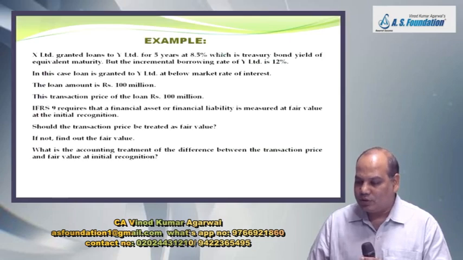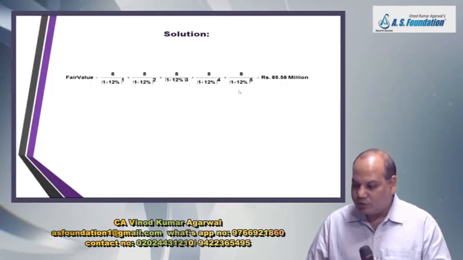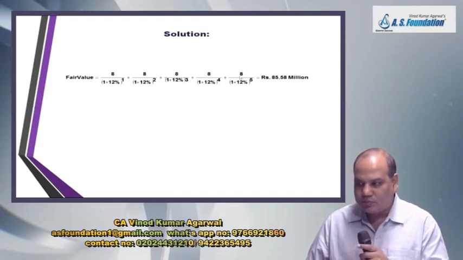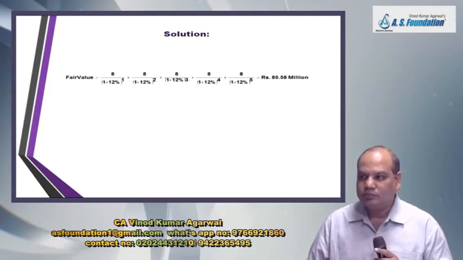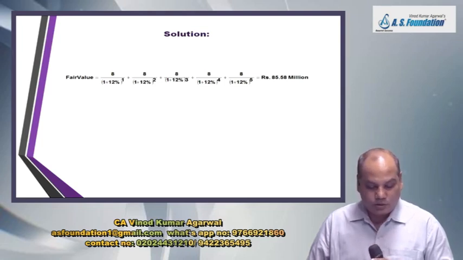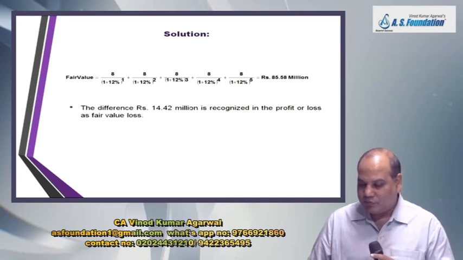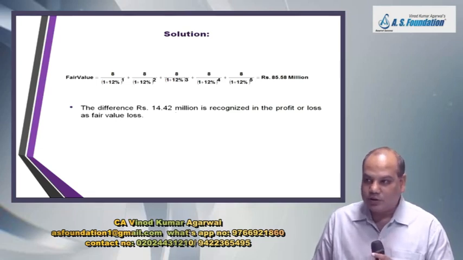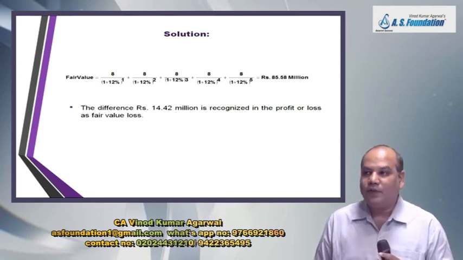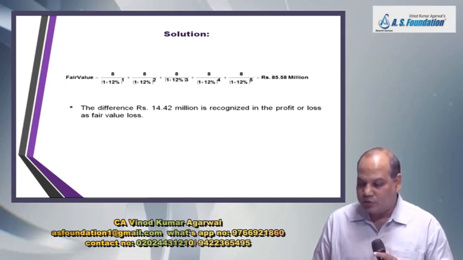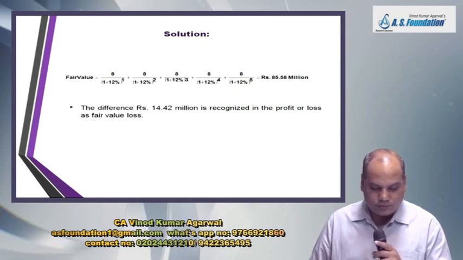85.58. So what you do, dear student, just make a small correction here, make it 8%. Interest rate here 8%. Done. And you make one more correction here, you make the last figure 108. But transaction price was 100. Transaction price was 100 and fair value is 85.58. So what about the difference of 14.42? If nothing is given in the question, then you treat it as a fair value loss and it will be recognized in the profit and loss account.